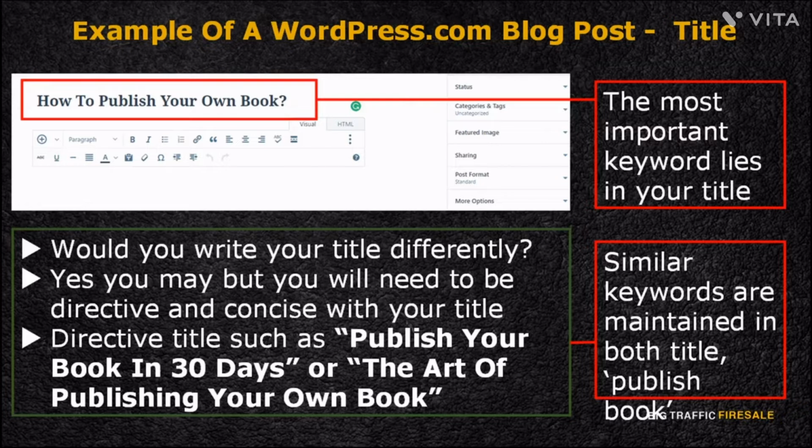Say you have a blog post in a common area known as the WordPress. In it, you have a post that talks about how to publish your own book. The most important keyword lies in your title. Would you write your title differently? Yes, you may, but keep in mind that you will need to be direct and concise. Something like "Publish Your Book in 30 Days" or "The Art of Publishing Your Own Book." Similar keywords are maintained in both titles: publish book.